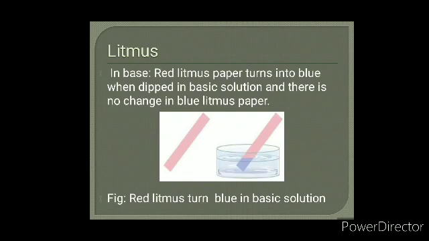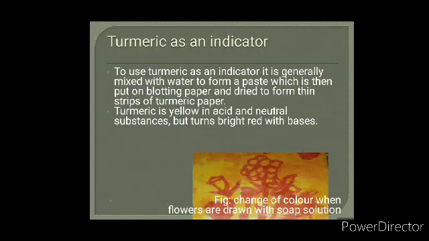So by the use of this litmus paper, we can see whether the solution is acidic or basic. We can test the nature of the solution by using this litmus paper, and litmus paper is available in the market. Next is turmeric as an indicator.